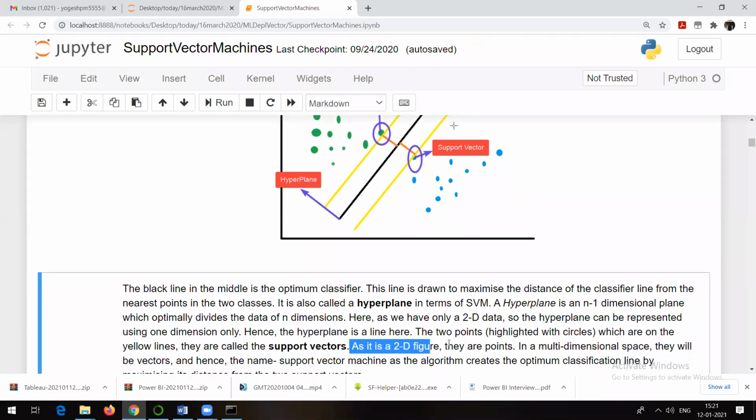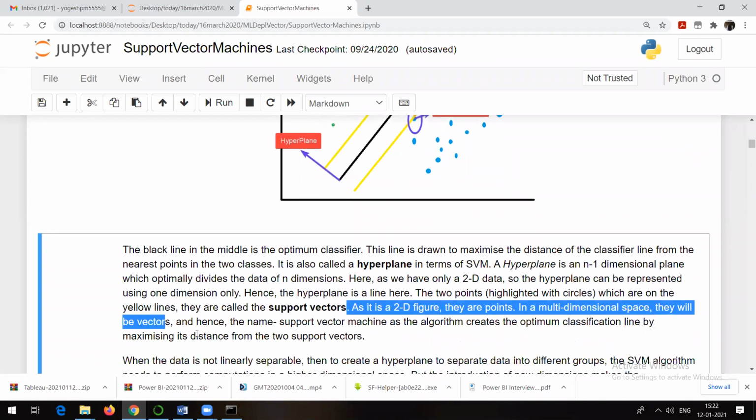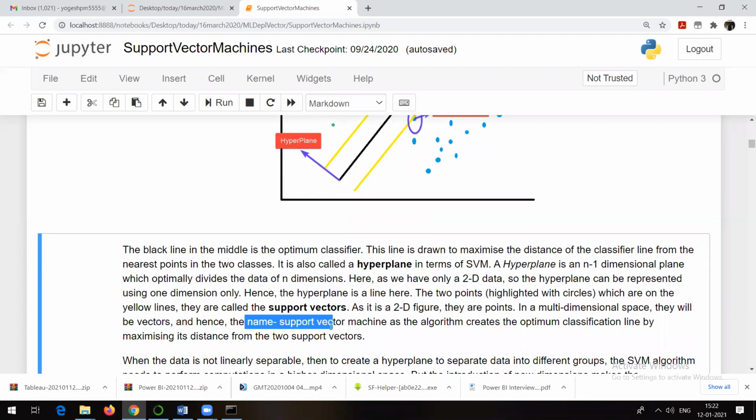As it's a 2D figure, they are points, but in multi-dimensional, n-dimensional space, they will be vectors. What is a vector? A vector is nothing but a one-dimensional array. Remember, okay? And hence the name support vector. Why the name support vector machine? Because in n-dimensional space, the support vectors are going to be vectors. Here the support vectors are just points.